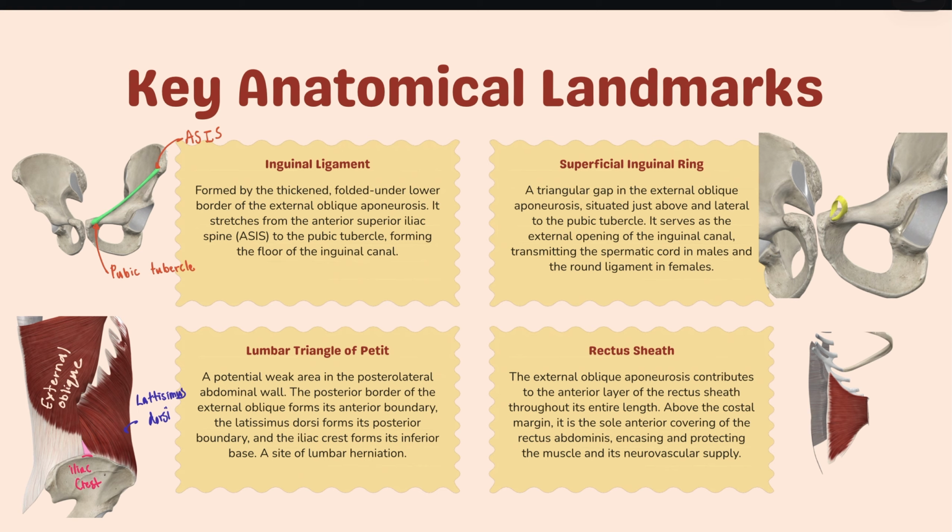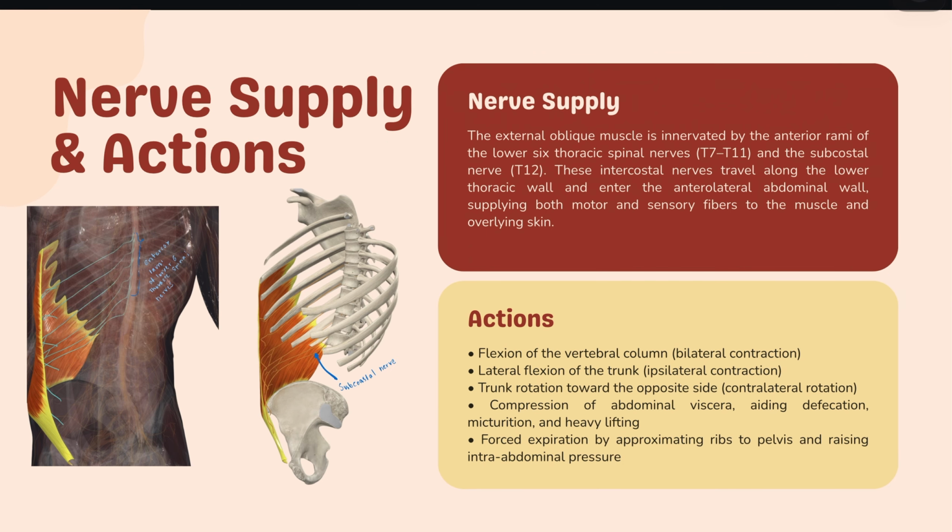Rectus sheath. The external oblique aponeurosis contributes to the anterior layer of the rectus sheath throughout its entire length. Above the costal margin, it is the sole anterior covering of the rectus abdominis, encasing and protecting the muscle and its neurovascular supply. If we talk about the nerve supply, it is innervated by the anterior rami of the lower six thoracic spinal nerves, T7 to T11, and the subcostal nerve, that means T12.